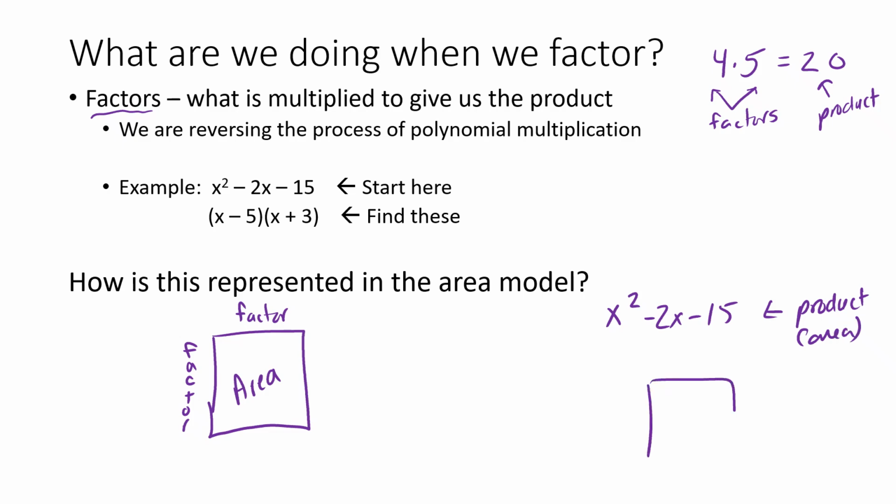And so inside our rectangle, we are going to need to put this x squared minus 2x minus 15. We're going to need to figure out what goes into each box. And then once we have that, we'll be able to find out what multiplied gave us those individual areas, and that's going to give us our factors.